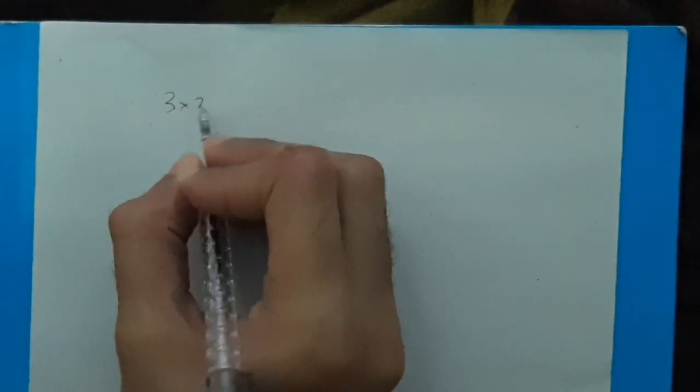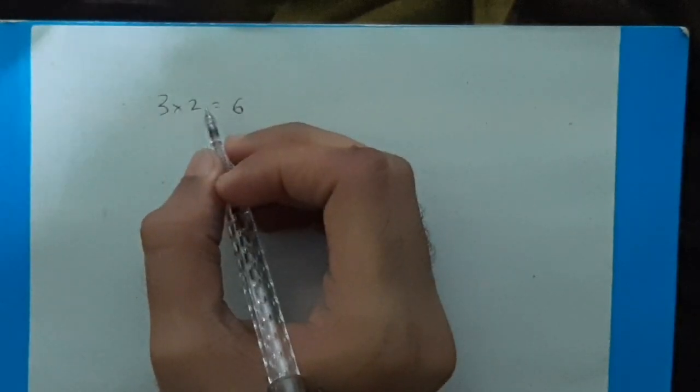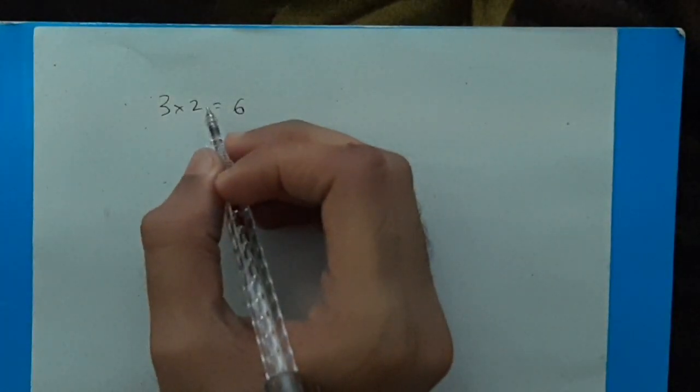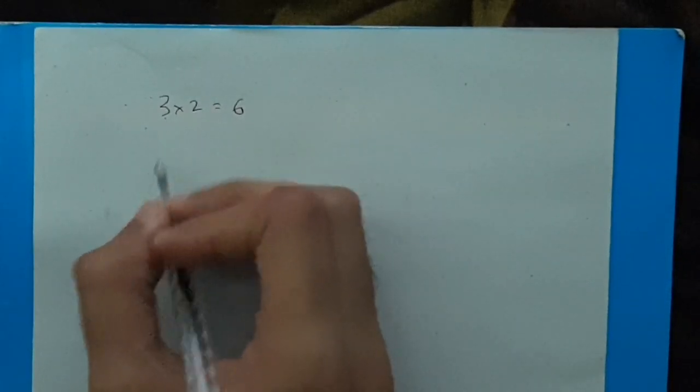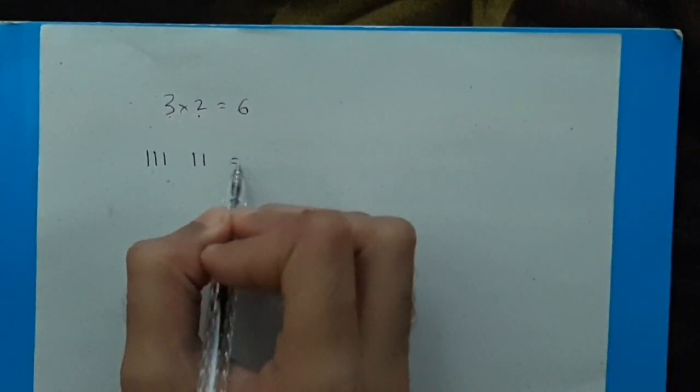The next question is regarding the Turing machine for multiplication. If we have been given two numbers like 3 into 2, we will get the answer as 6. So how can you perform this multiplication using a Turing machine? That's what our question is. So 3 I can write like this, and 2 I can write like this. Finally I should get the answer as 6.